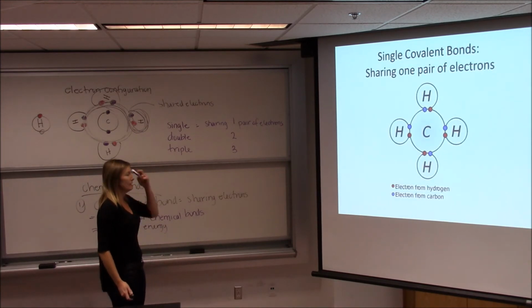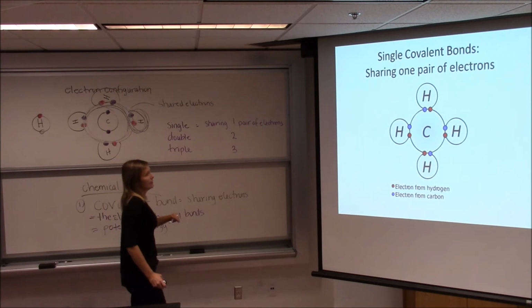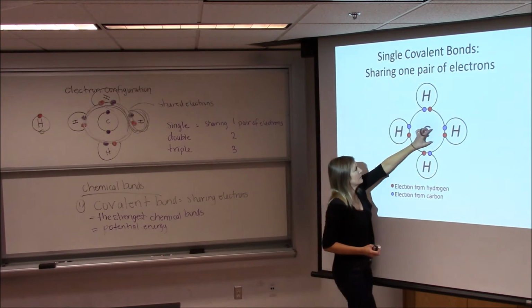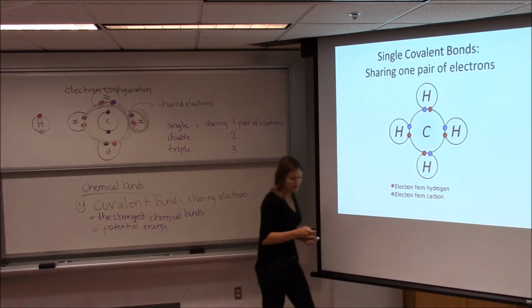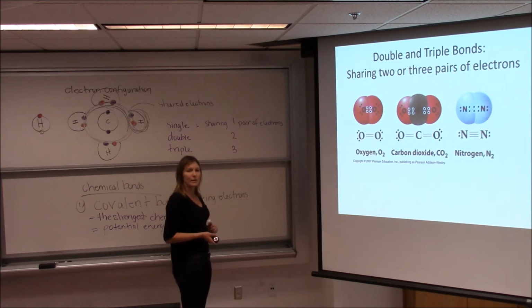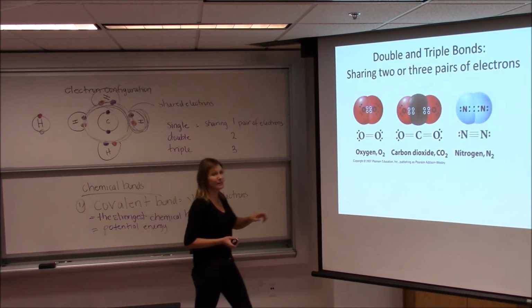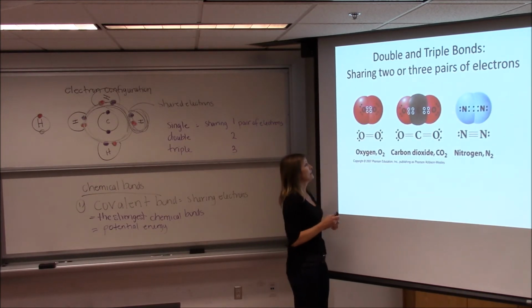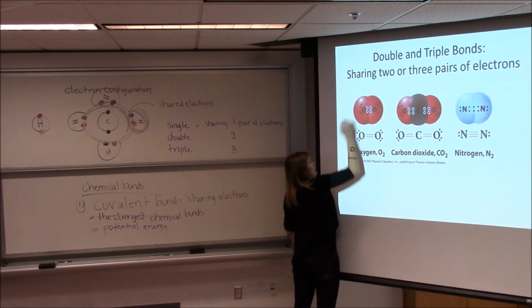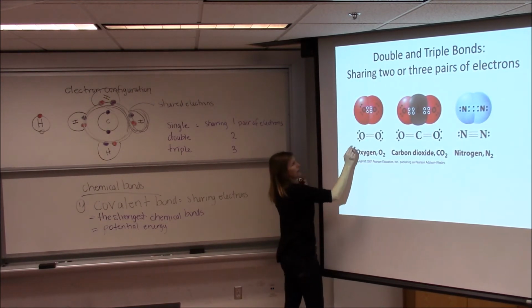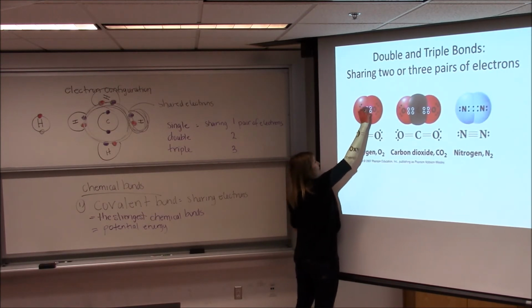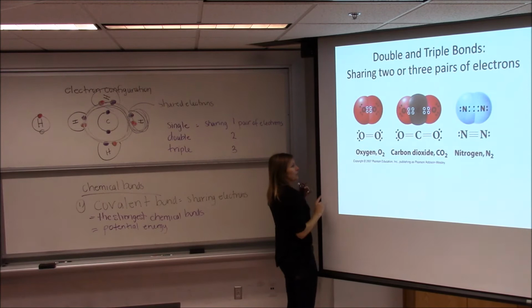Let's see what that looks like. Okay, so this would be what we've already drawn, sharing 1 pair of electrons. So in each of these spots, this would be a single covalent bond, sharing 1 pair of electrons. These are double and triple bonds. So you can see here that oxygen shares 2 pairs of electrons with this other oxygen. So now these 8 orbit this oxygen and these 8 orbit this oxygen, and each has a full outer shell. 1, 2, 3, 4, 5, 6, 7, 8. So at any given time, these 4 that are shared belong with both oxygens. And that is called a double bond.